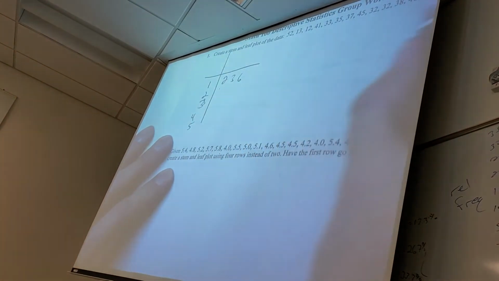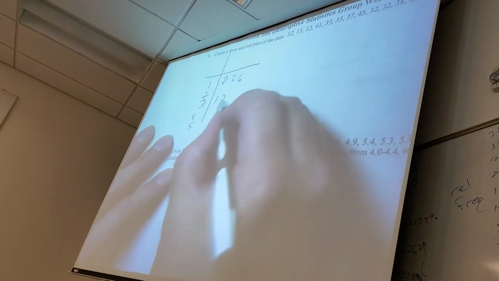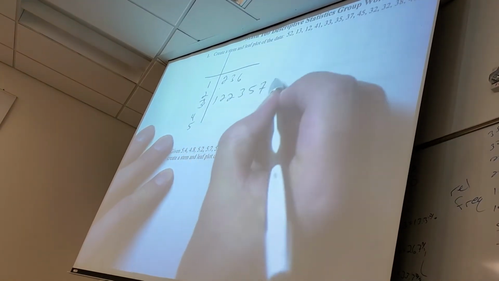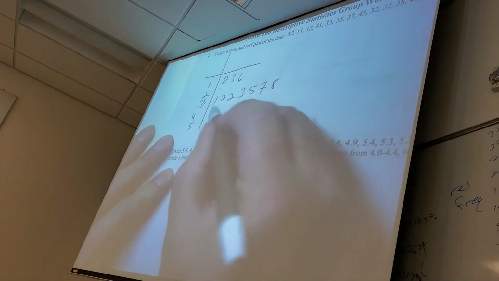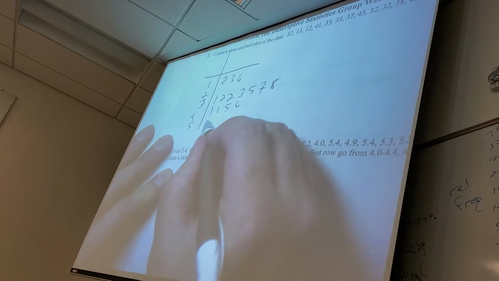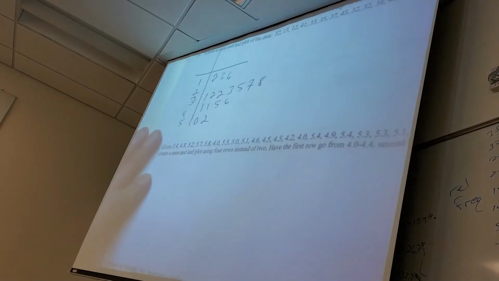3 is going to have a few, right? Yeah. 1, 2, 2, 3, 5, 7, 8. I like that. Thank you. And then 4, 1, 1, 5, 6, and then 5, 0, 0, 2, 2. I like it. And is that complete?